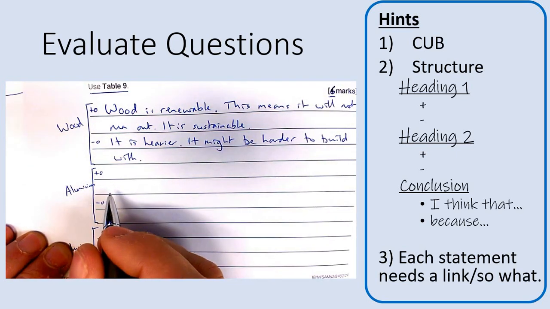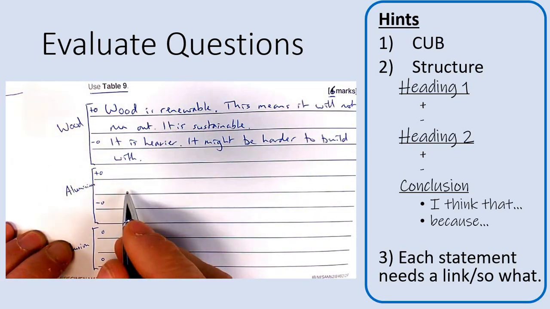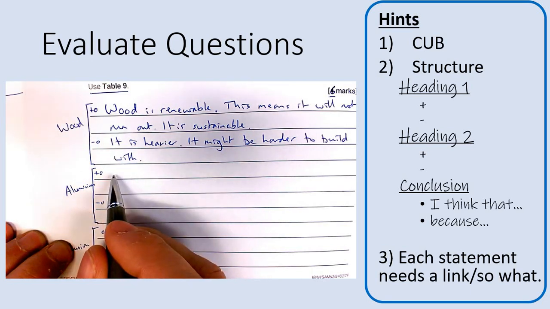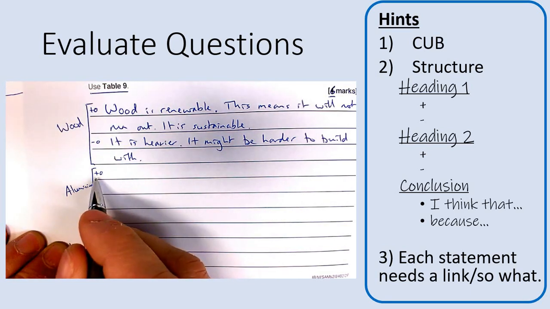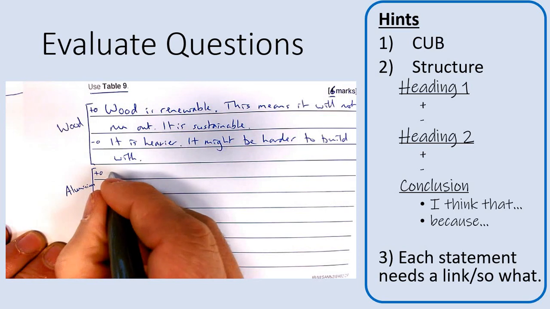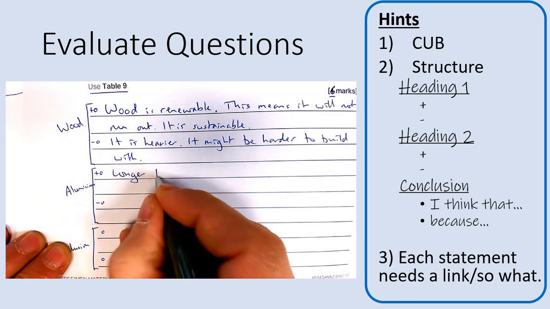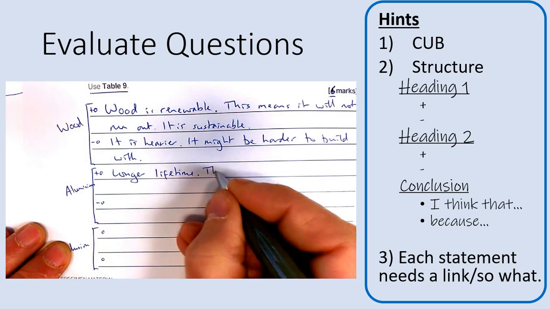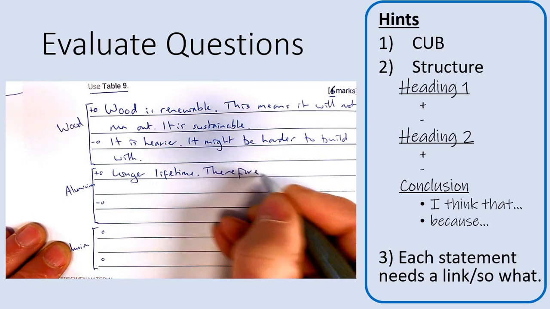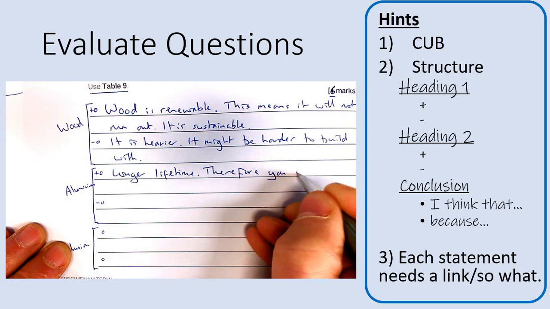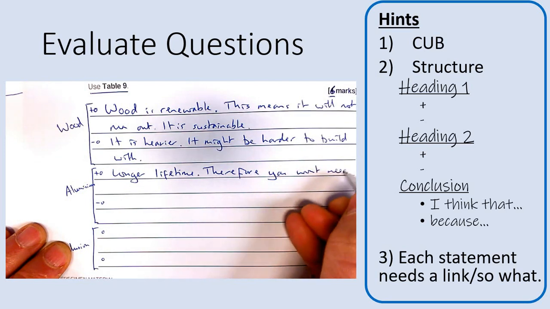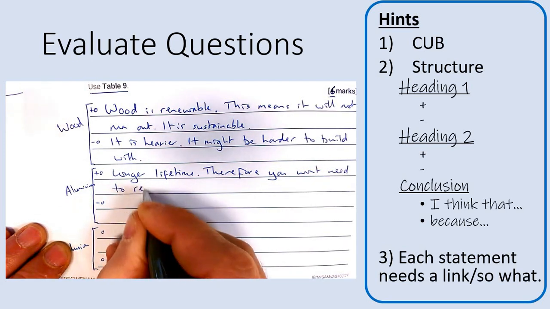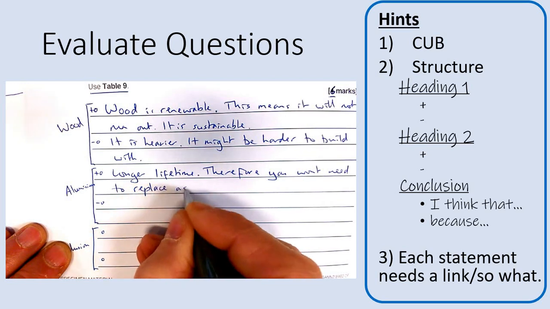Right, aluminium, a positive for aluminium. There's no point, I need to stop talking about wood now. I've got 1 positive, 1 negative. Aluminium, what's bad about it? Well, what's good about it? Well, it lasts longer. A longer lifetime. Why is that good? Another link word, therefore. You won't need to replace it as often.